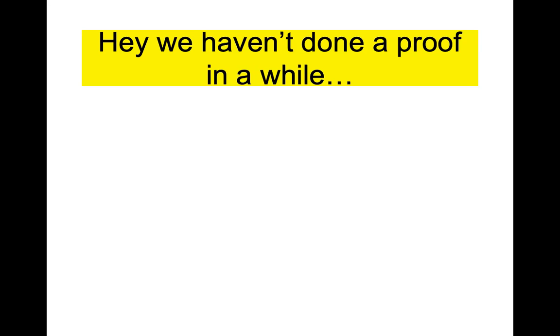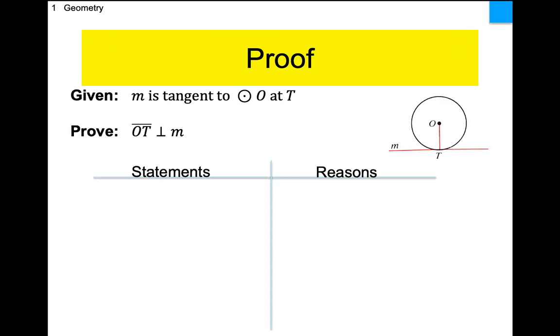We haven't done a proof in a while. In fact, we haven't done a what in a while? What kind of proof? The paragraph proof. No, those are regular proofs. That's just written, but a different type of proof. Proof by contradiction. So let's do a proof by contradiction, and you'll see how easy this is. All right.